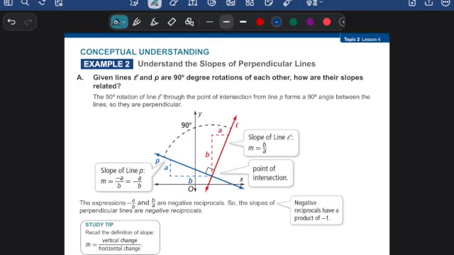How about perpendicular lines? So what are perpendicular lines? Well, they are lines that are 90-degree rotations. So we have this right angle.